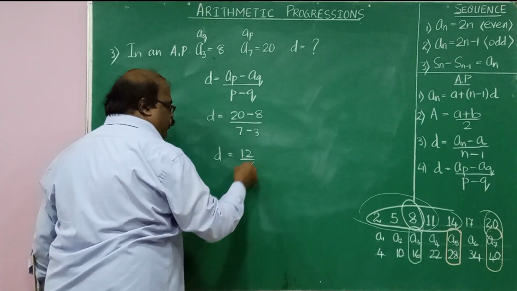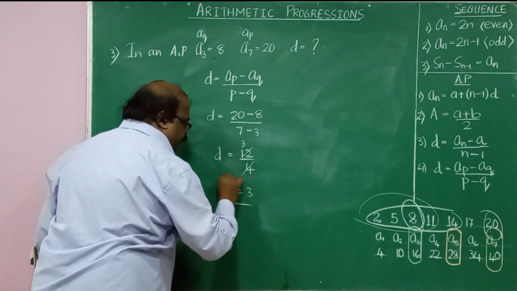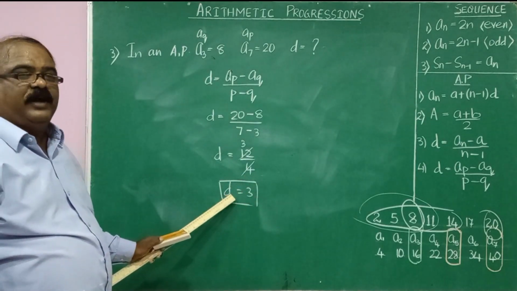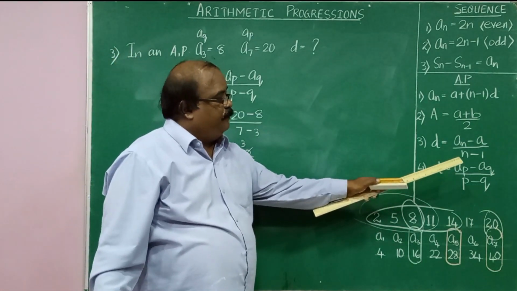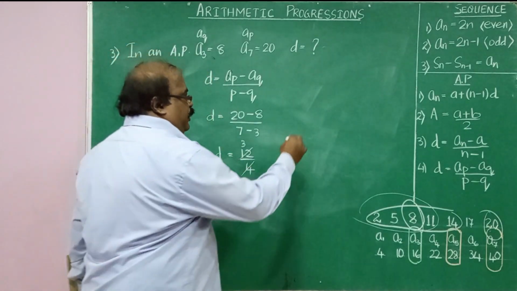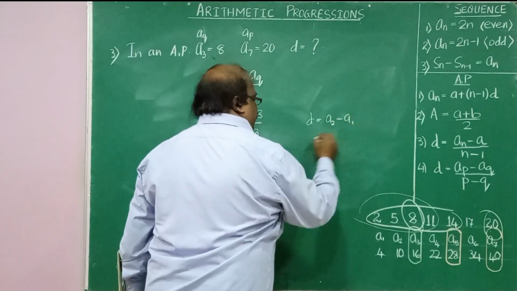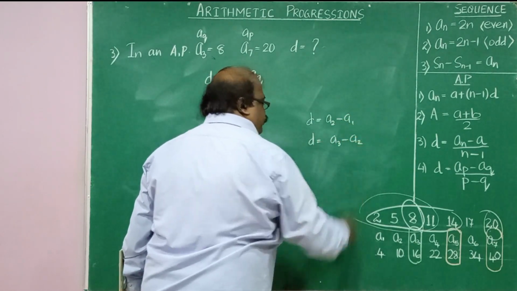So what is D? 12 upon 4. 4 threes are 12. I have got the value of D. What's the value of D? 3. Using the formula, D is equal to (AP minus AQ) upon (P minus Q). D can also be equal to A2 minus A1. D can also be equal to A3 minus A2.